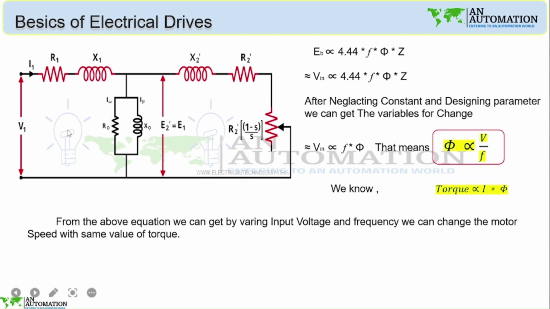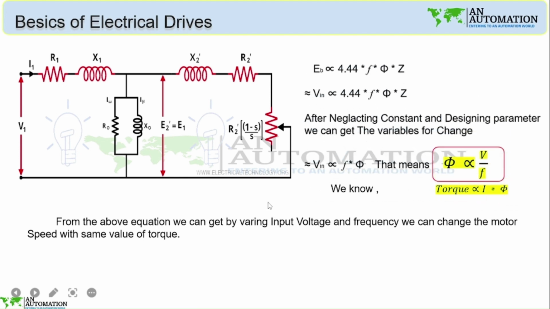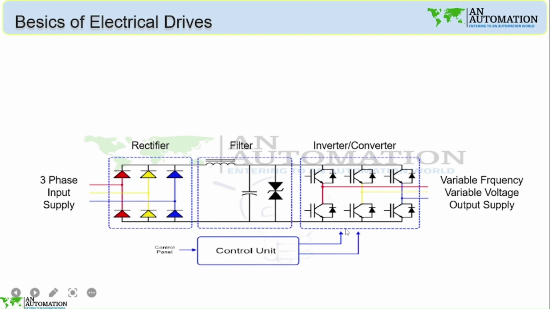Okay, this is the equivalent circuit of an induction motor. We can see in the image that in a modern conventional drive we will get the following parts in the system. The first one is the rectifier, the second one is the filter, and the third one is the inverter or converter. So we will supply a three-phase input to the rectifier section.